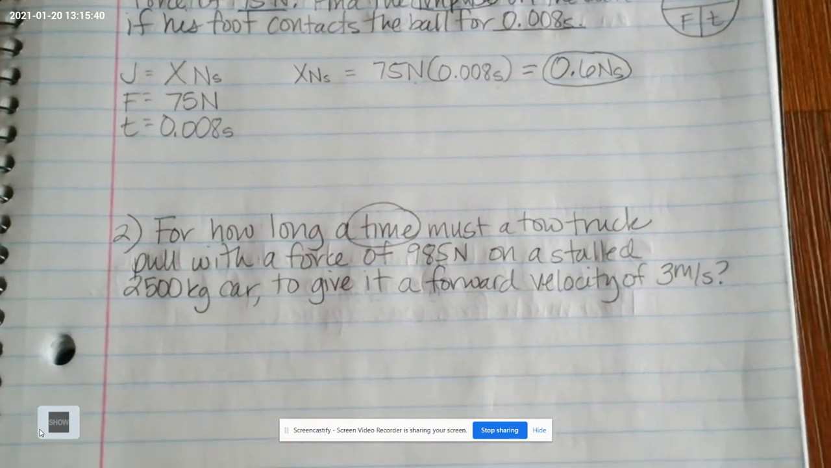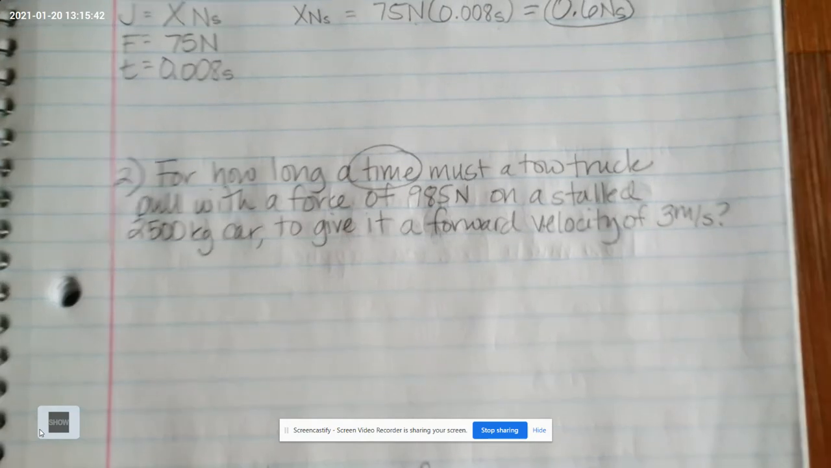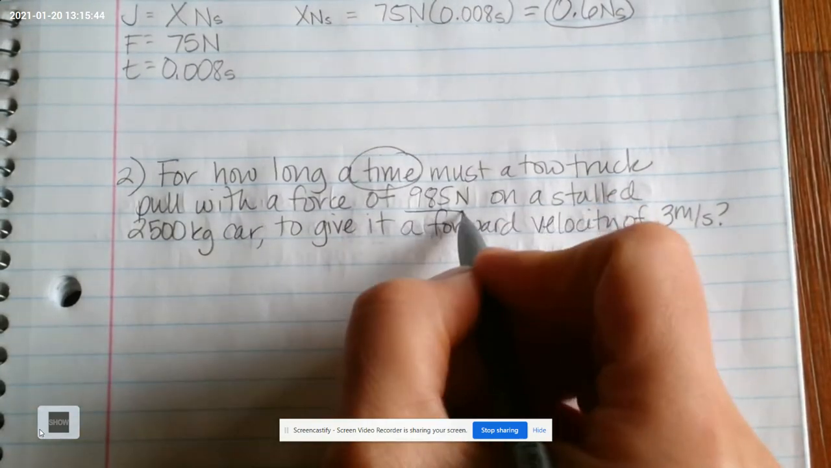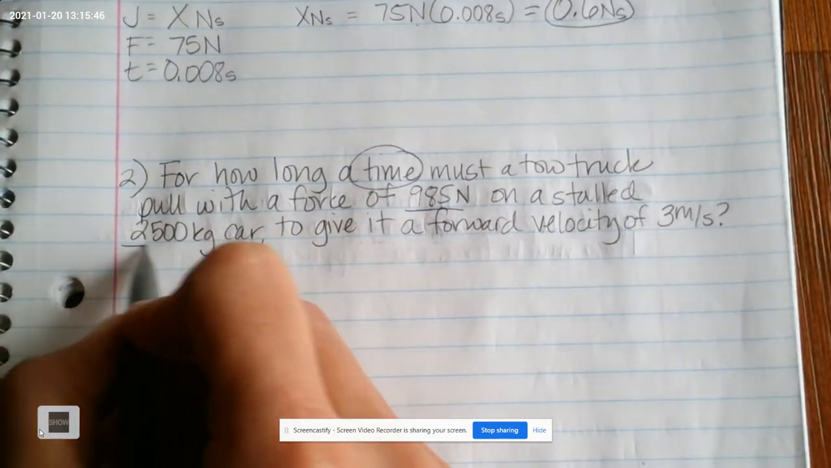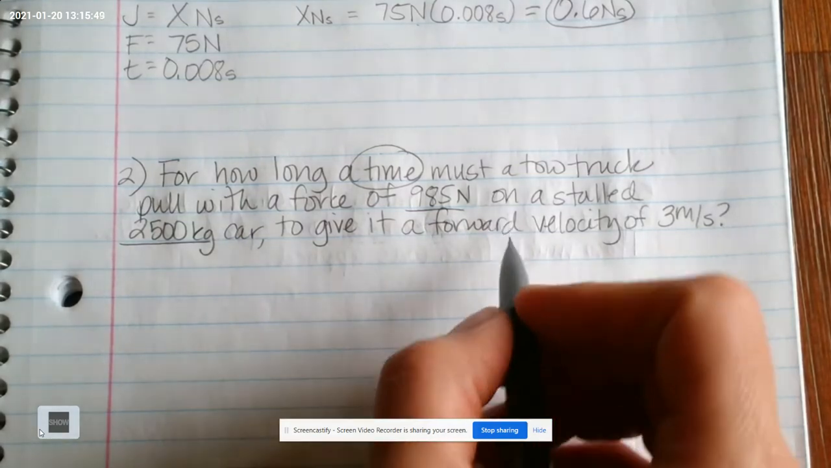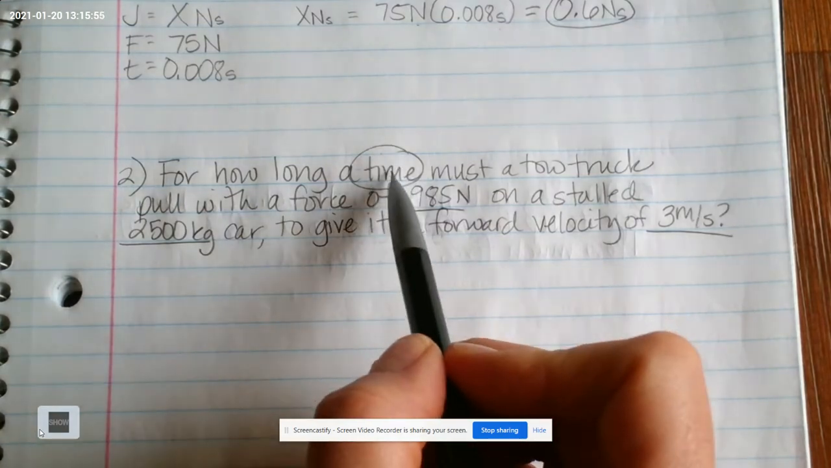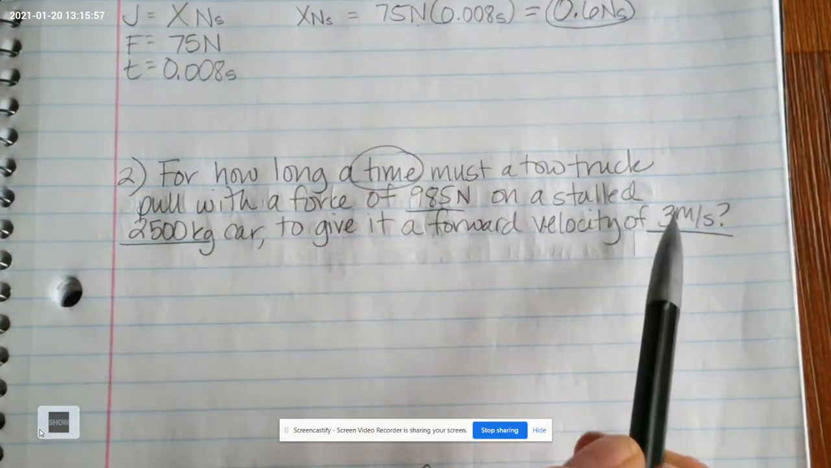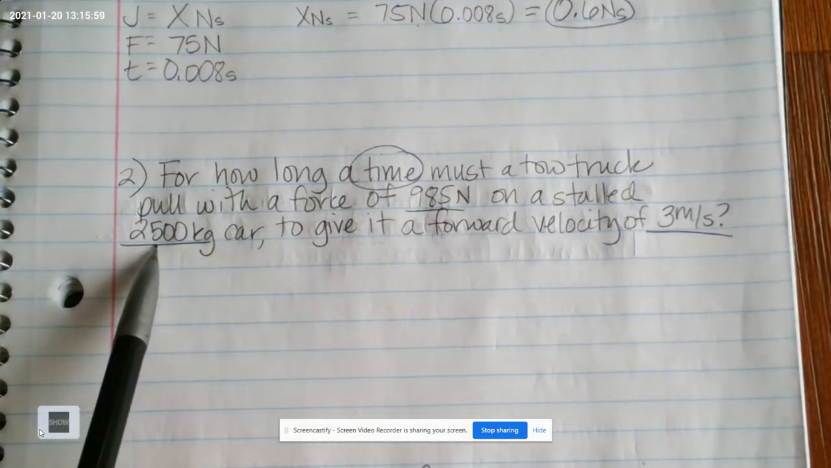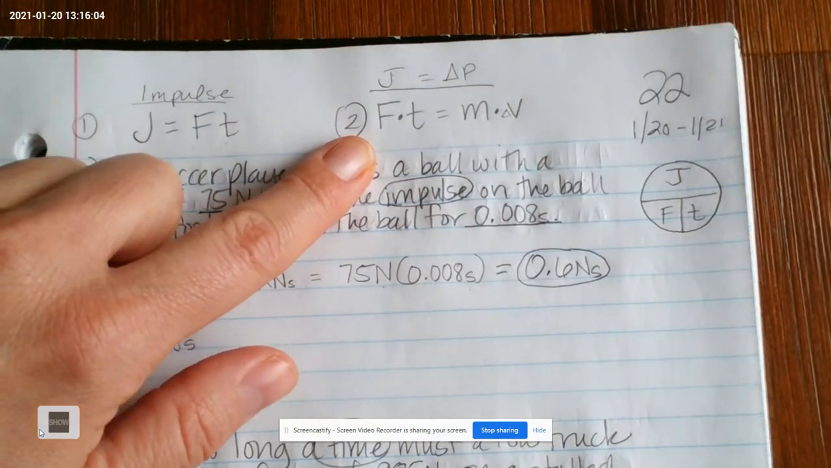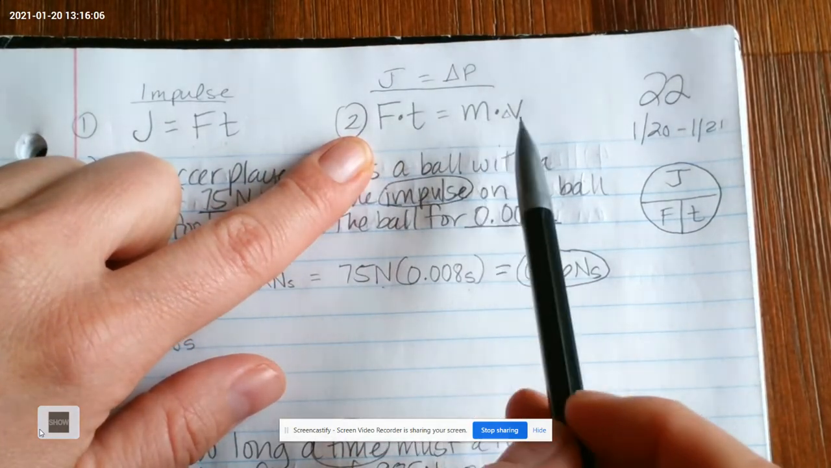All right, so for how long a time, so we're looking for time, must a tow truck pull with a force of 985 newtons on a stalled 2,500 kilogram car to give it a forward velocity of 3 meters per second. So notice in this case, we need a time, and we have a force, a velocity, and a mass. So that's 4 variables, which leads us to looking at equation 2: a force, a time, a mass, and a velocity.